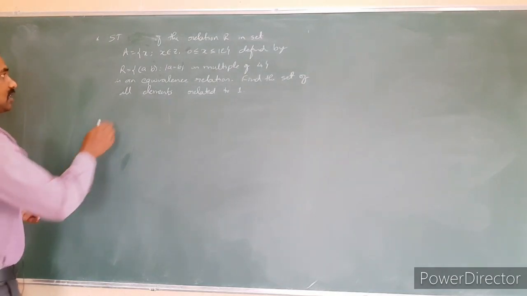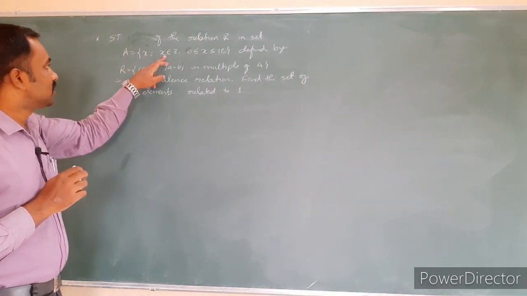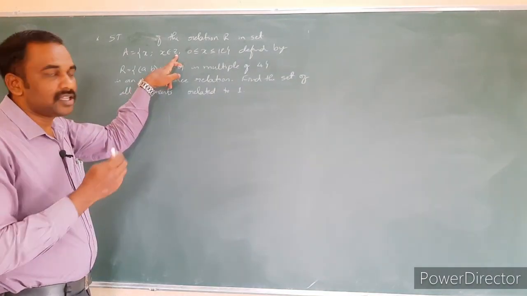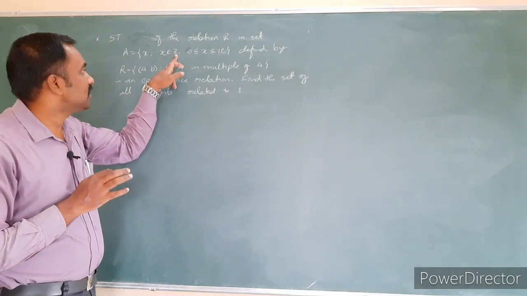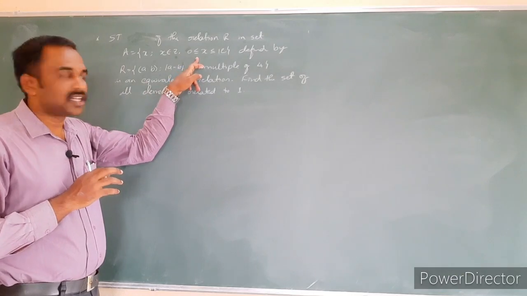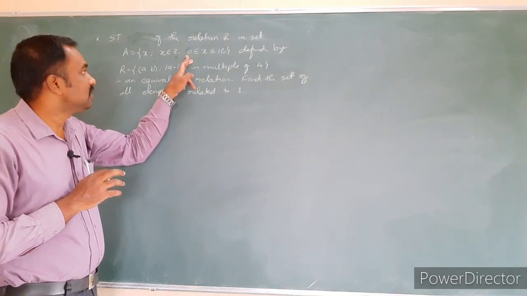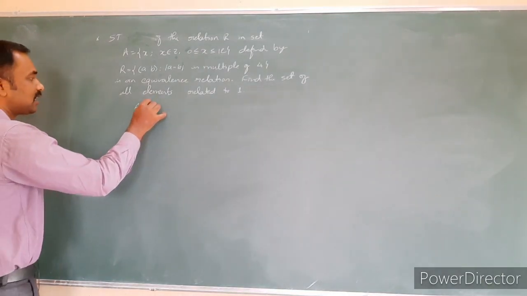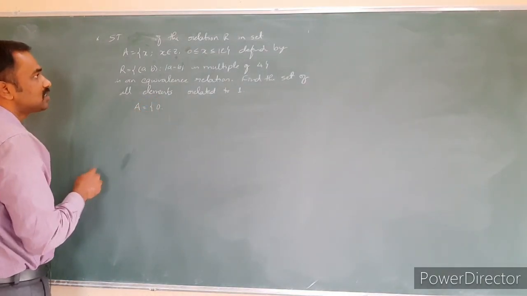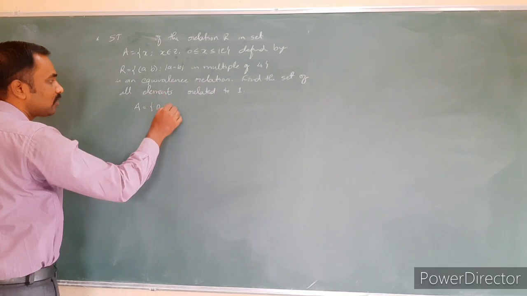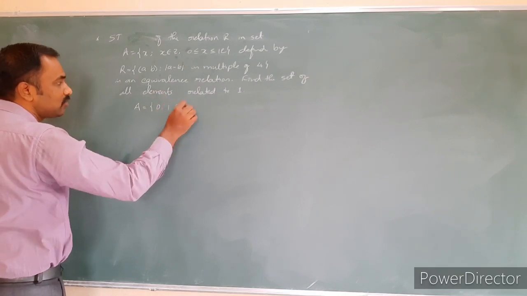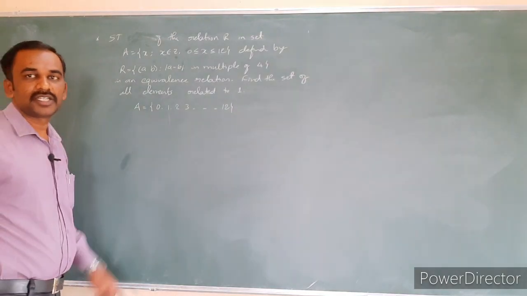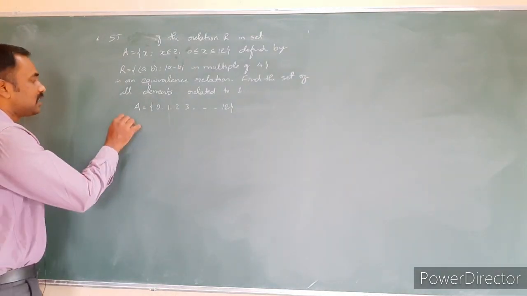The set is given. What is the set? x is any integer, and apart from that there is a restriction on x. What is the restriction? x must lie between 0 and 12. That means we can rewrite the set. What are the integers in between? 0 is included, 12 is also included: 0, 1, 2, 3 and so on up to 12. There are 13 elements present in the given set.